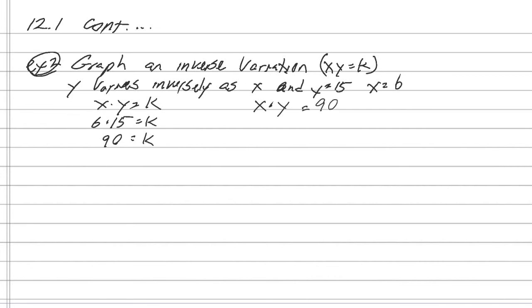That's my constant of variation. And of course, if we're graphing this, we want to solve it for y. So I'm going to divide both sides by x. And I now have my equation of y equals 90 divided by x. And that would be your equation that you graph.